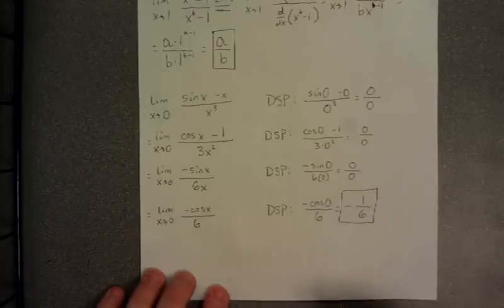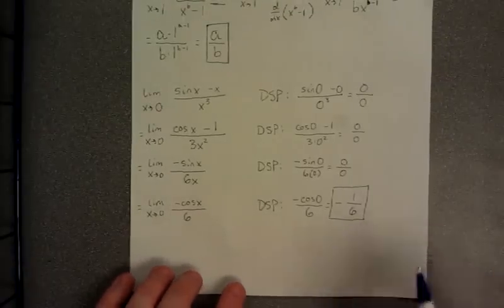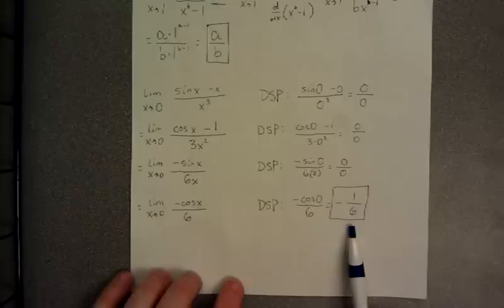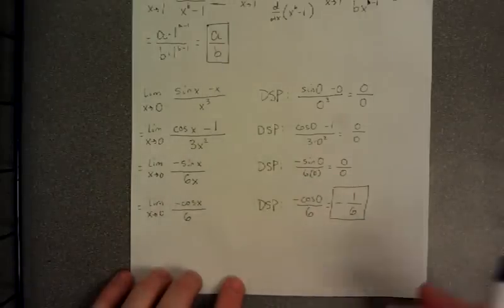So, now you can go home and tell your parents, when your parents ask, what'd you do today? You can say, I divided by 0 and I got negative 1/6. Or, I divided by 0 and I got A over B. You're as powerful as Chuck Norris now. You can divide by 0.